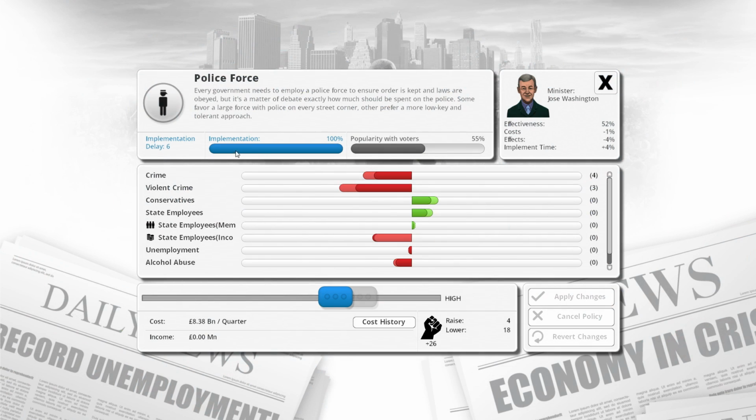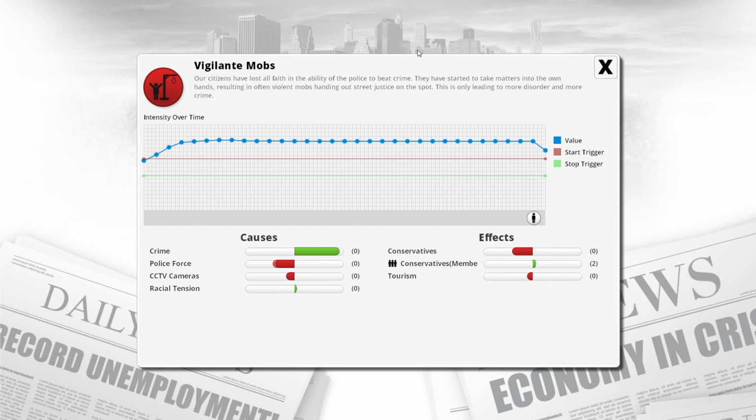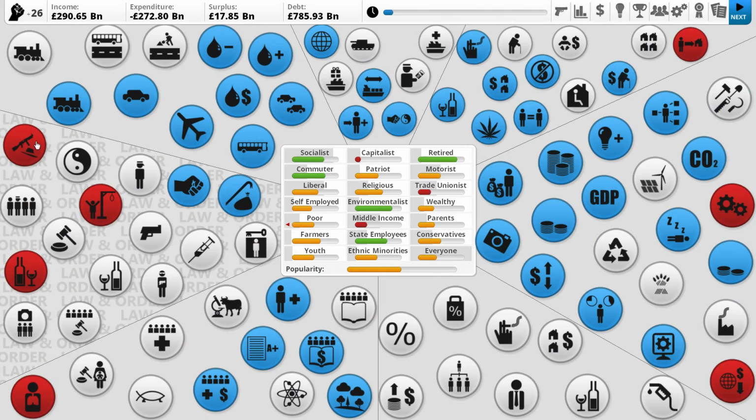And our police, oh, that's already implemented, I think. And as you can see, the changes we made do help indeed.